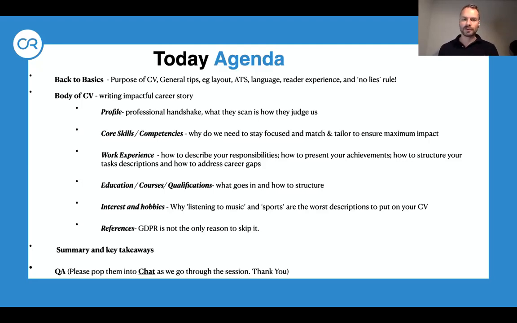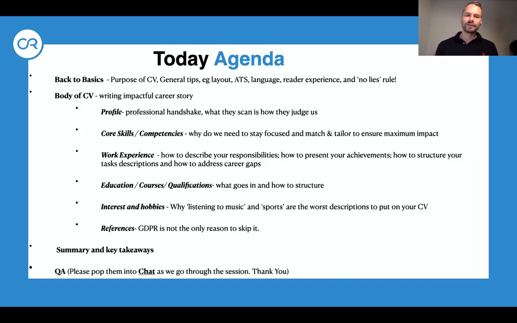We'll talk about core skills and competencies, a really important section where we need to stay focused and really match and tailor our CV to ensure maximum impact. Then we'll go to the work experience and talk about how to best describe your responsibilities, how to present your achievements, how to structure your task description, and how to address career gaps. We'll then talk about education, courses, and qualifications, what goes in and how to structure that.